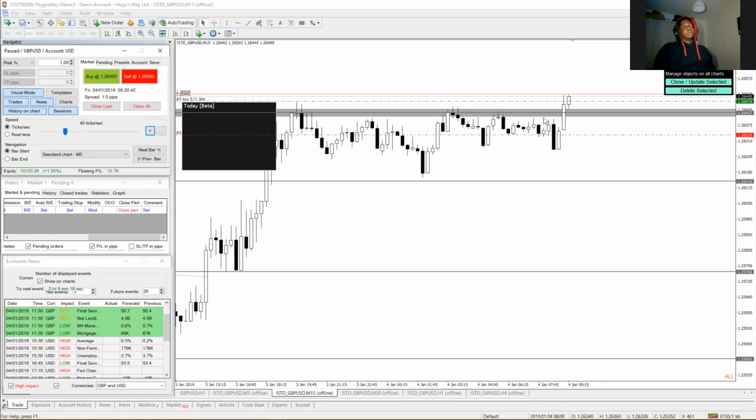Now we're lucky to have the lower wick formed, and now we are breaking above this high. So once we start to break below this lower wick, I'll be closing the trade to manage the trade. So we shall see.